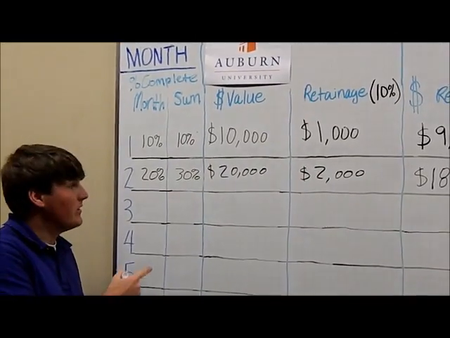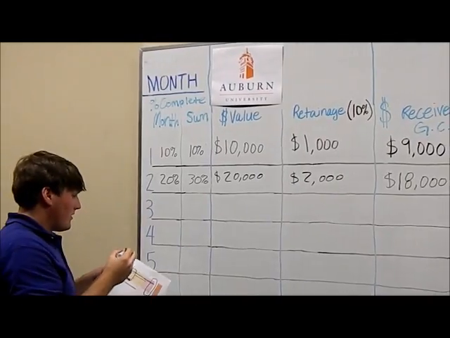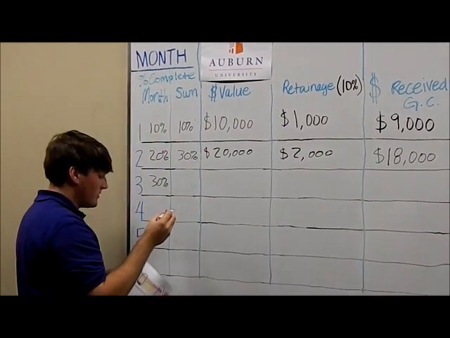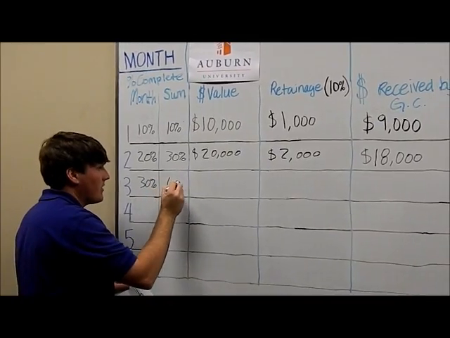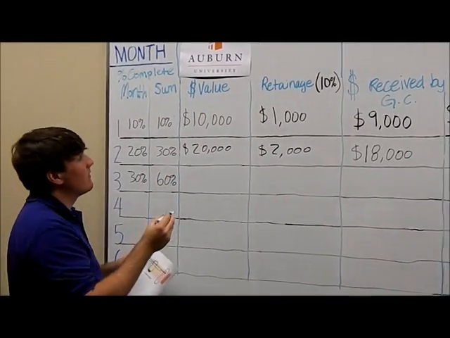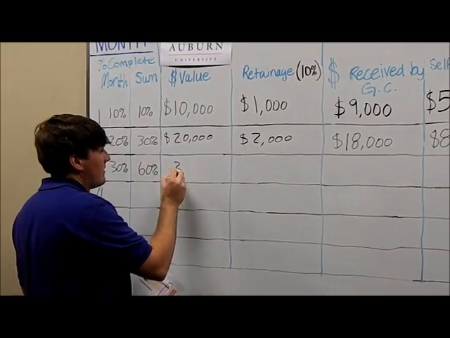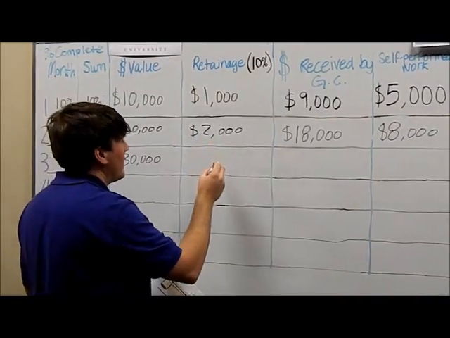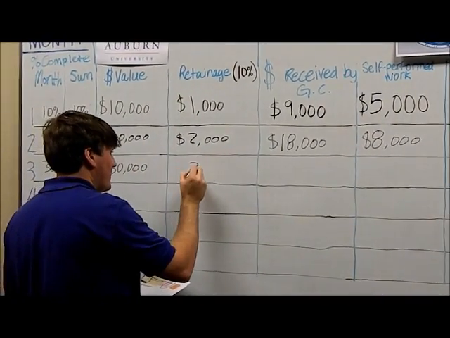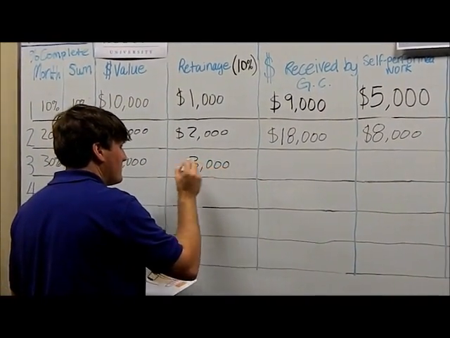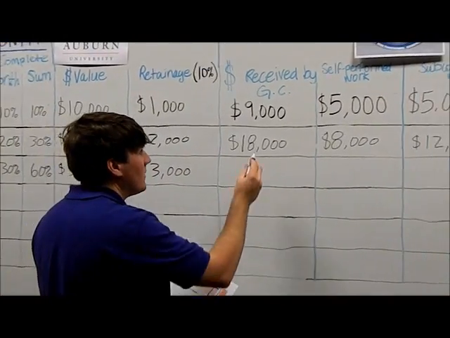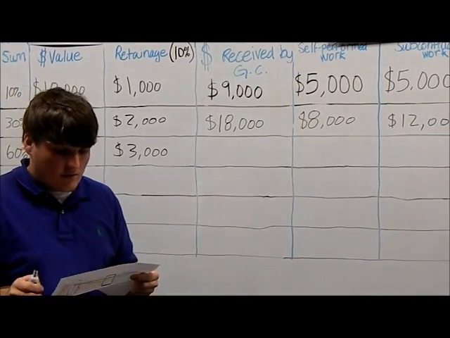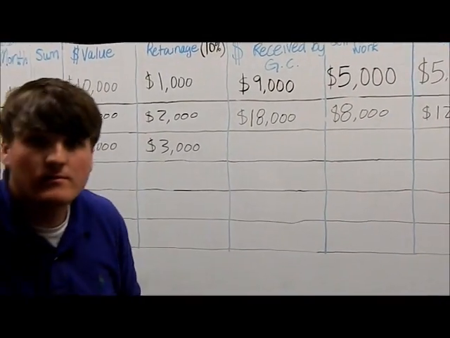Here we are at month 3. For this month, we did 30% of the total work. So for our sum, right now for the total job, we're 60% complete. This month's money value, we did $30,000 worth of work. Our retainage for this $30,000 is $3,000. So the check that we received from the owner was for $27,000.